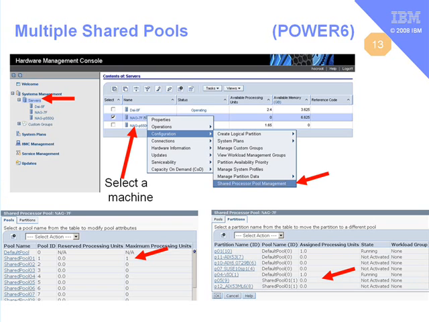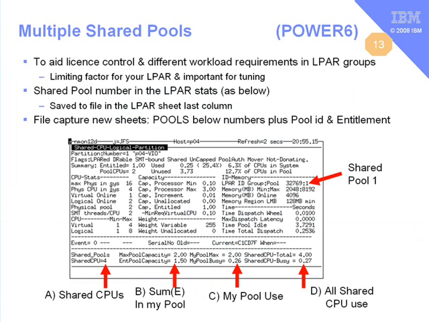If we click on the partitions tab, then we get a list of all the partitions, and it tells us which logical partition is in which pool, and we can click on the name of the logical partition here to change which pool it's actually in. In this case, the bottom two logical partitions are in shared pool 1 and the rest are in the default pool. So why do we want multiple shared pools?